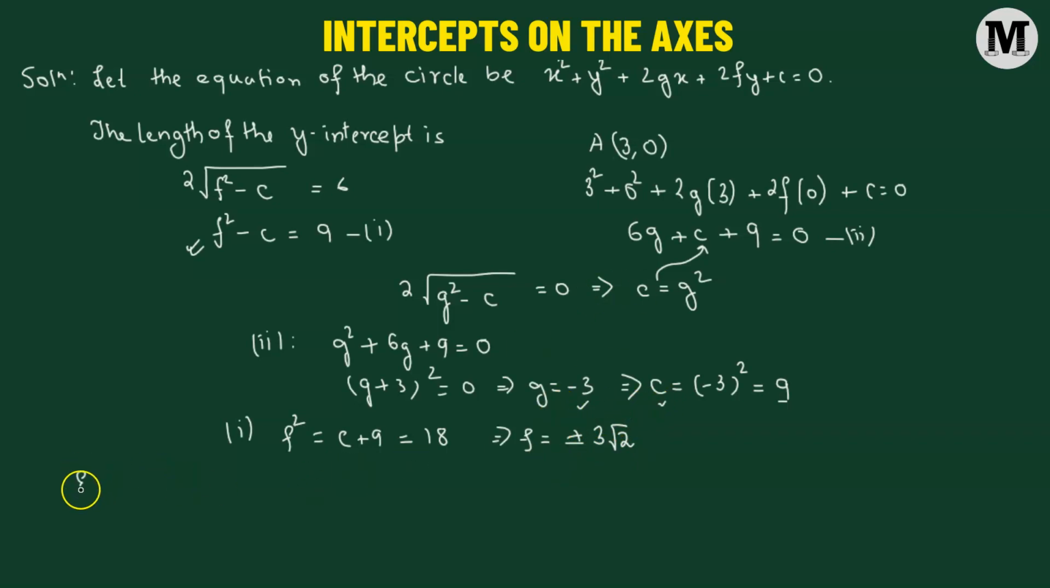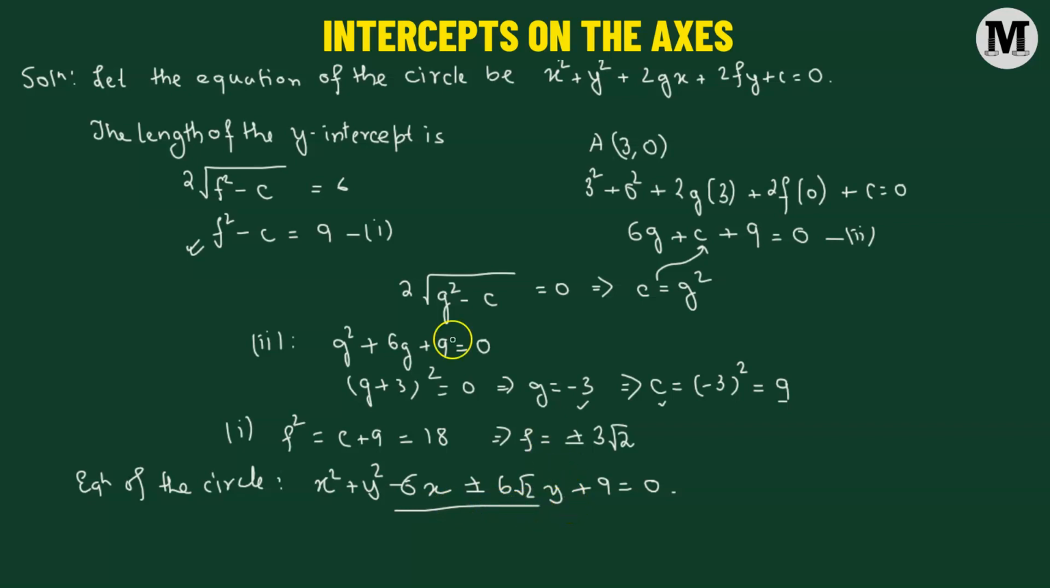Fine. Now we have the value of f, g and c, all the constants are known, which means the equation of the circle with the given conditions will be x squared plus y squared, then 2gx, so here 2 times negative 3 makes it negative 6 times x, then plus or minus 6 times square root of 2 times y, and then the constant value c, that's positive 9, equals 0. So this is the equation of the circle such that the length of the y-intercept is 6 units, and it touches the x-axis at the point (3, 0).